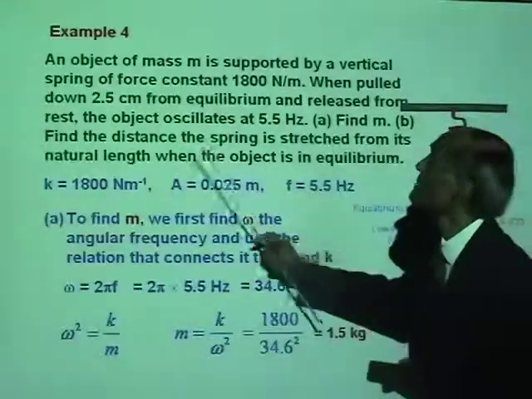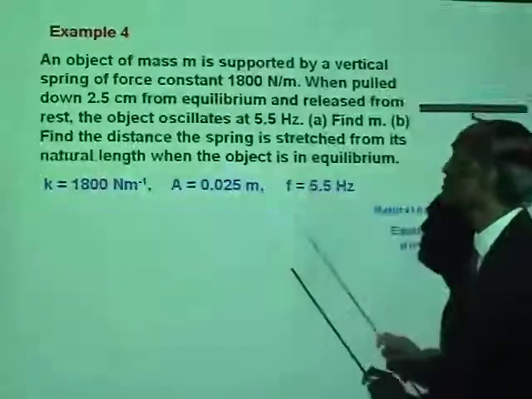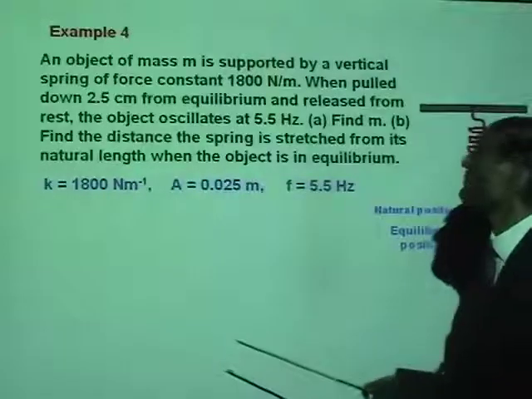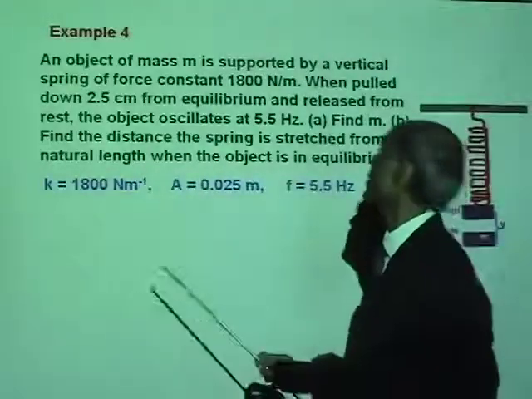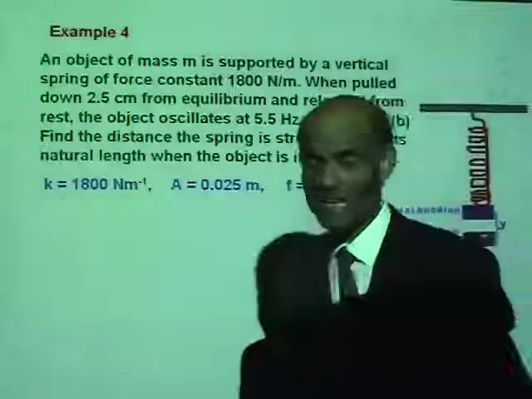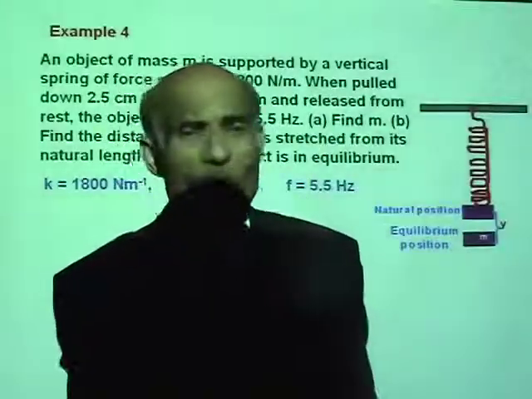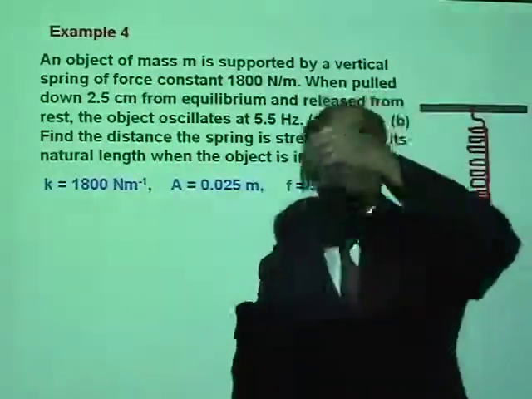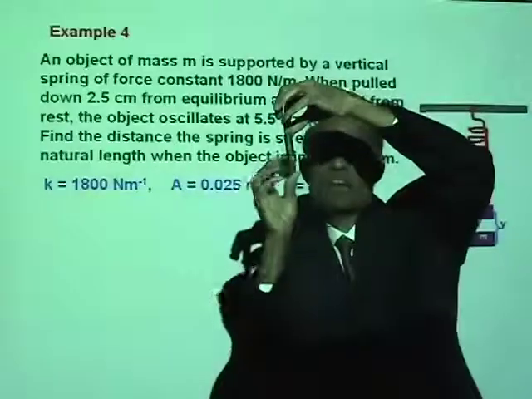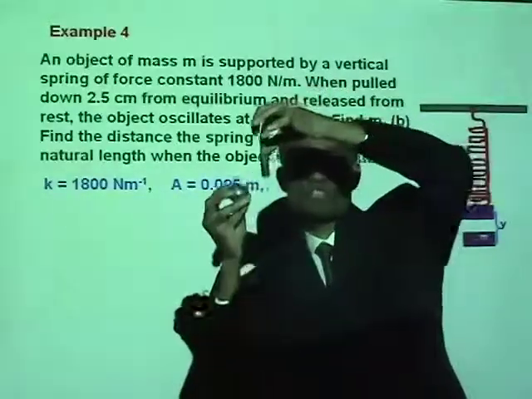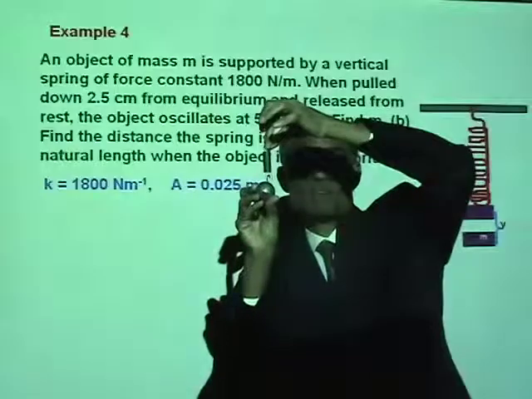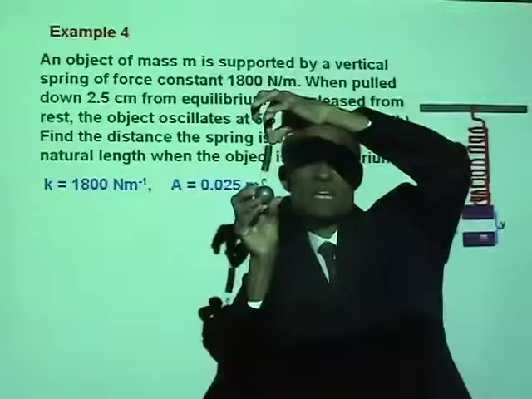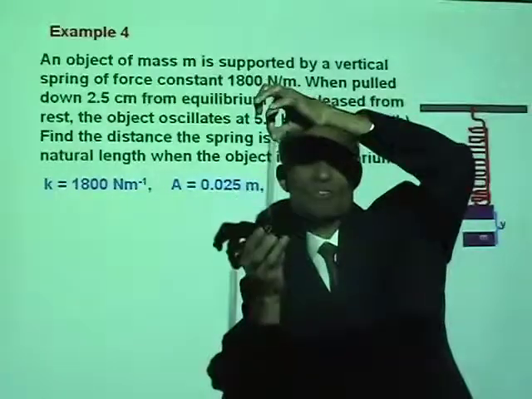Okay, let's now go to part B. Find the distance the spring is stretched from its natural length when the object is in equilibrium. That's simple, isn't it? Because the spring is stretched by a force. What is the force stretching the spring? The force stretching the spring is the weight of this mass.